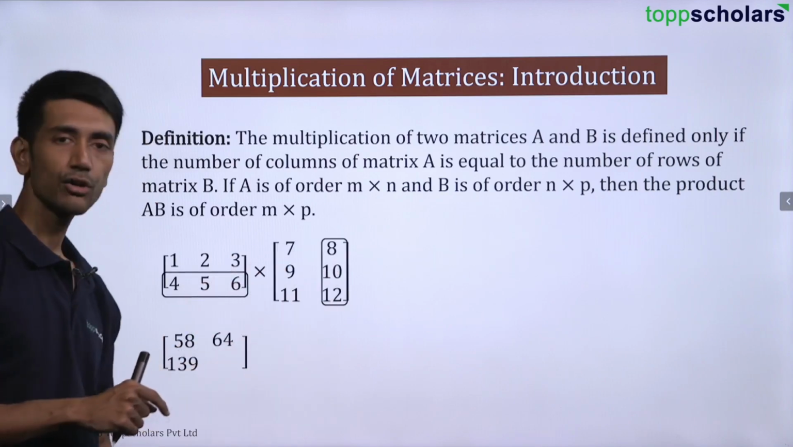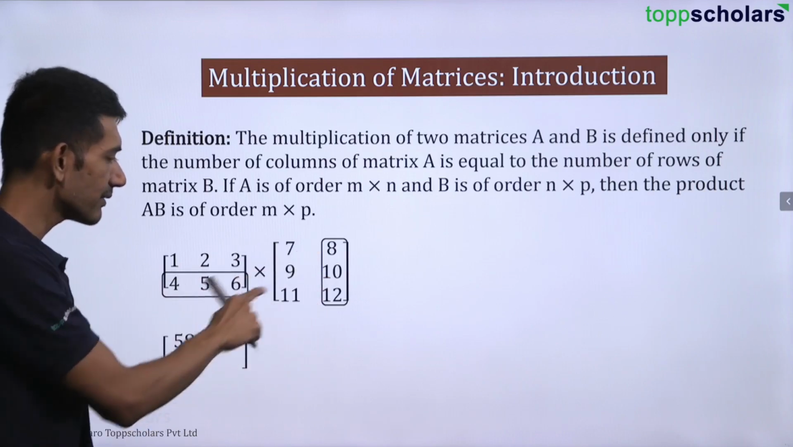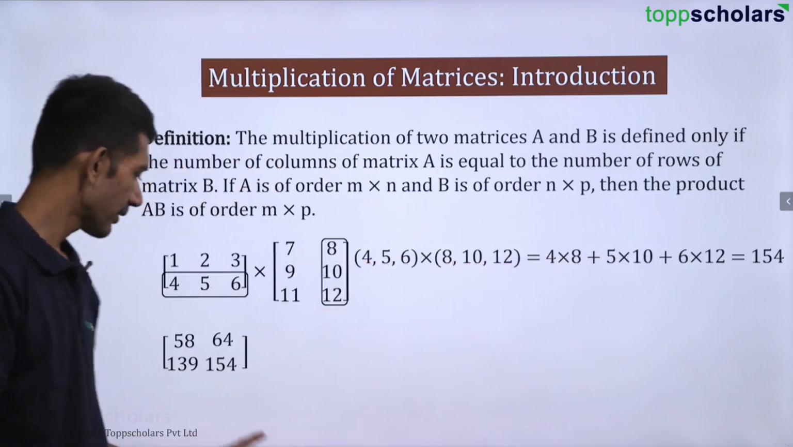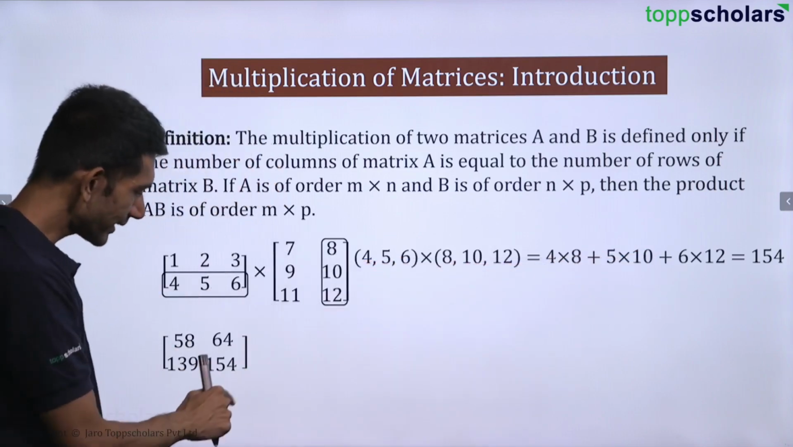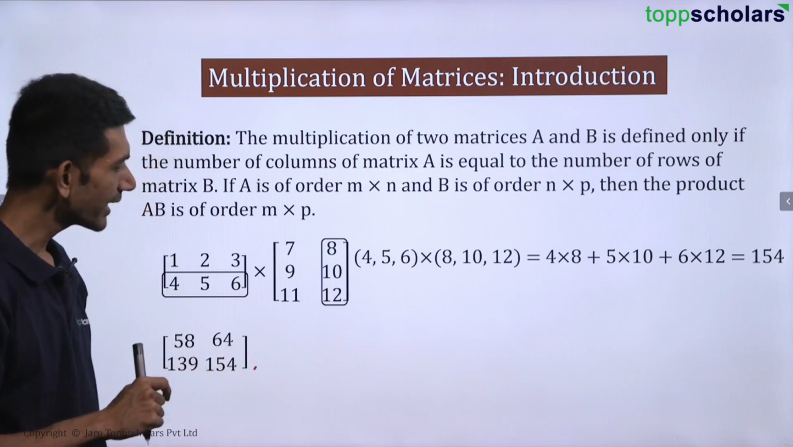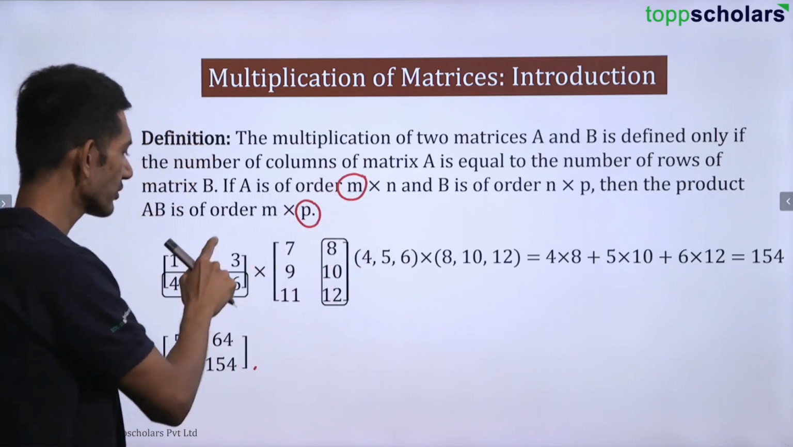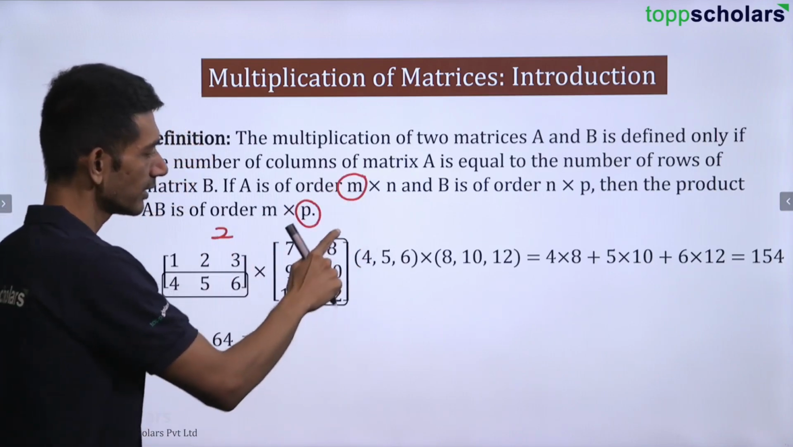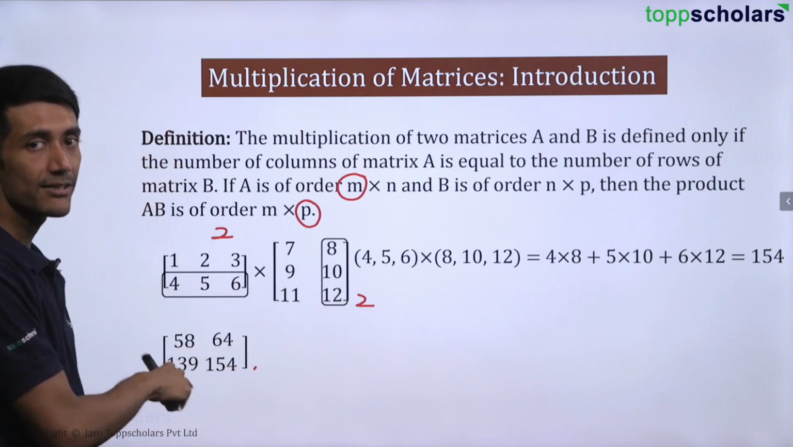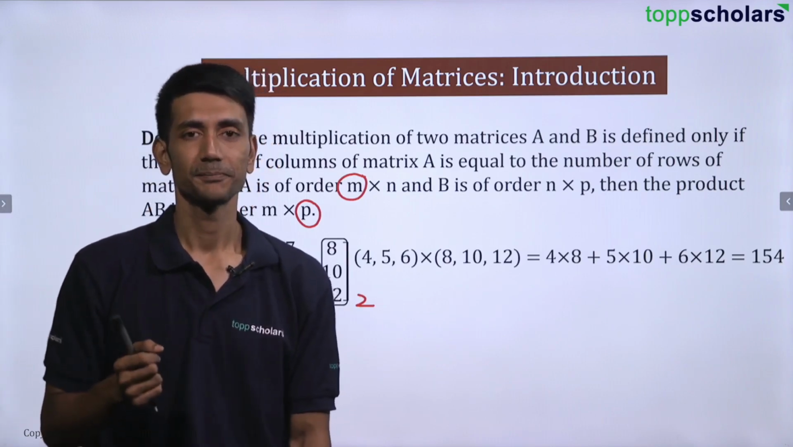And then second row, second column. Second row, second column. Correct. 4 into 8, 5 into 10, 6 into 12. 154. Write it here. Now see, how many rows are there? There are 2 rows. How many columns are there? There are 2 columns. So can I say this is like m cross p, because this has 2 rows and this has 2 columns. So the final output that we get is 2 cross 2. I hope you have understood how to multiply 2 matrices.